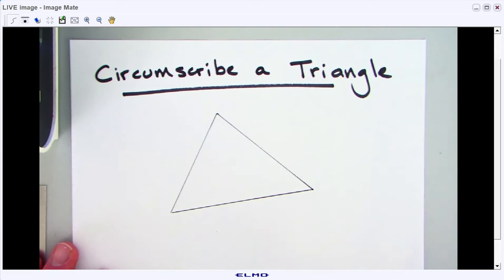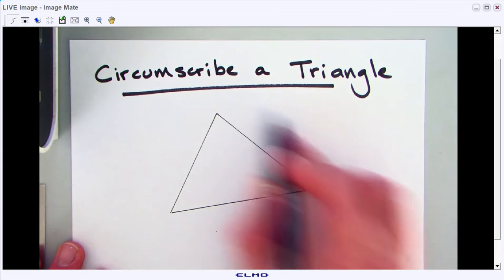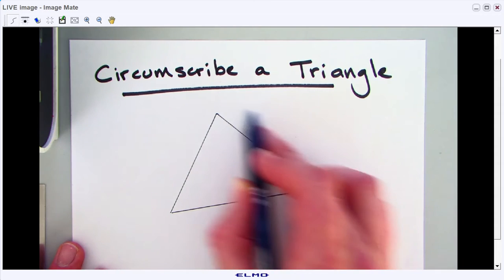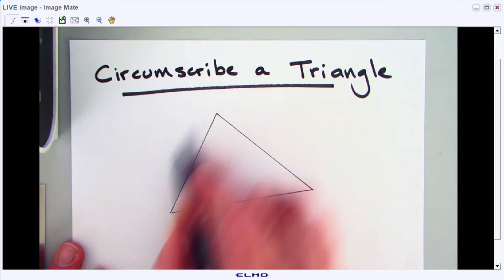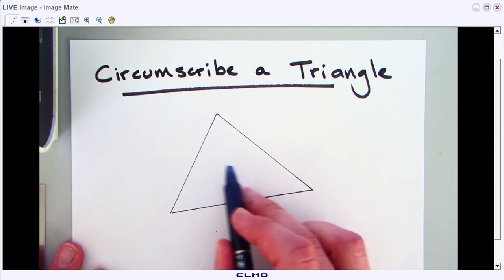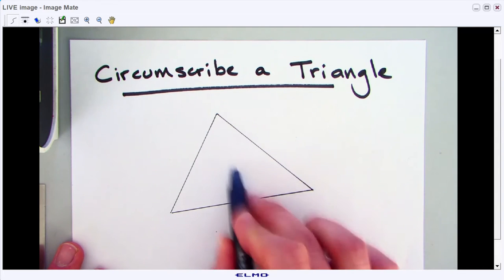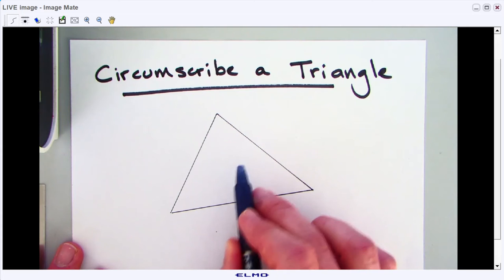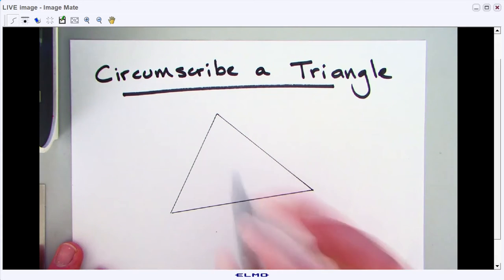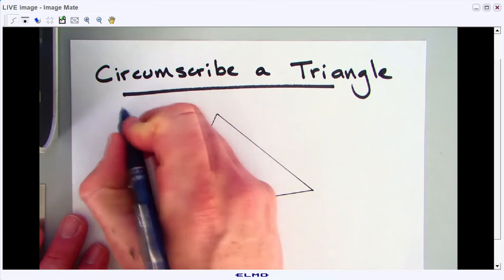This is how you circumscribe a triangle, meaning constructing a circle outside of your triangle. I want to find the point that is the same distance from all three vertices, and the way I find that point is using perpendicular bisectors.